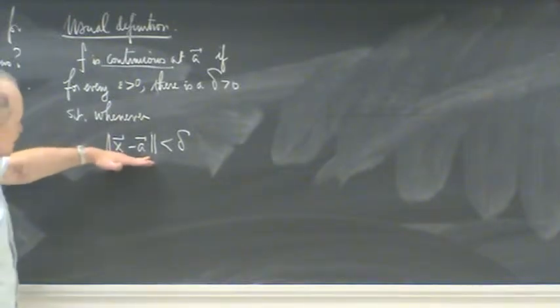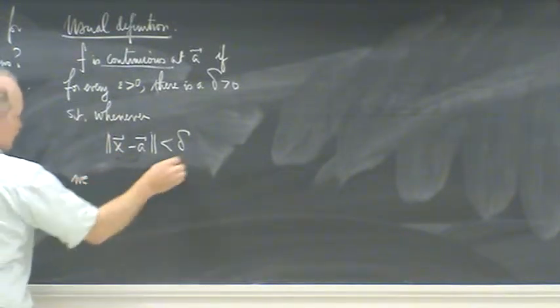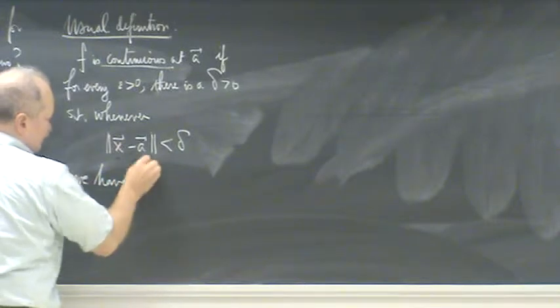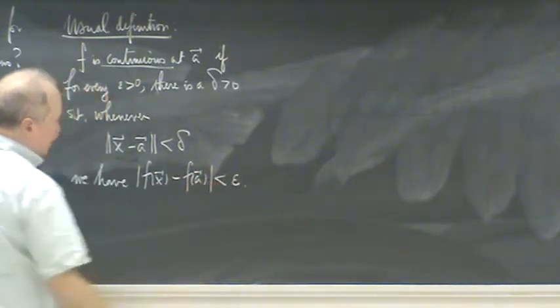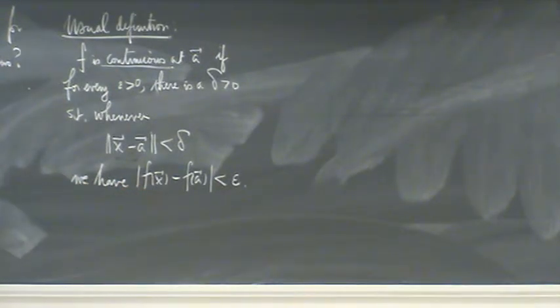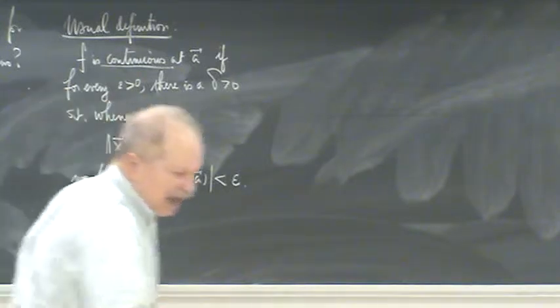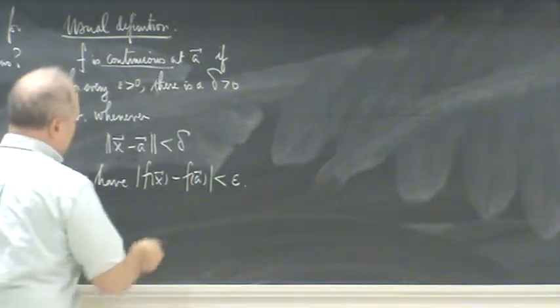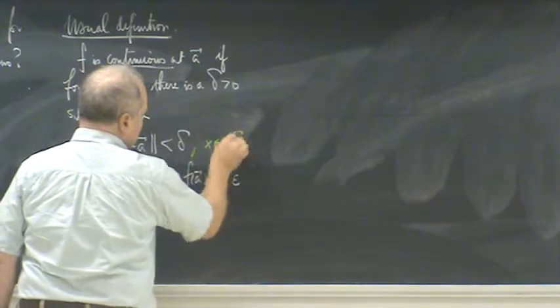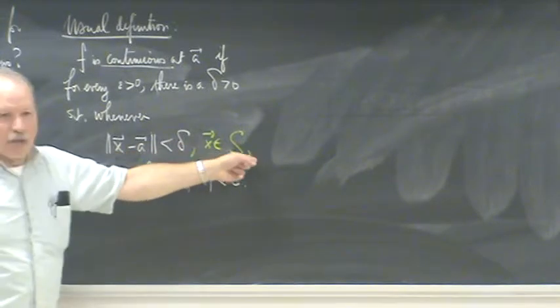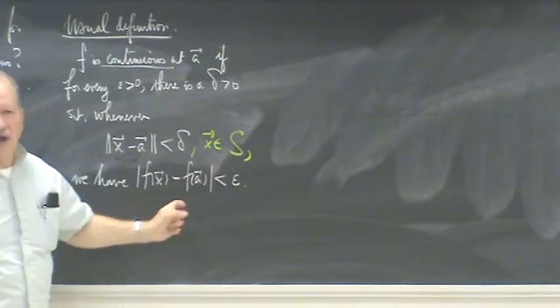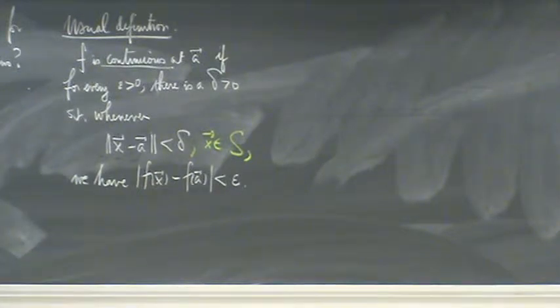It means that whenever this is true, we have the absolute value of f of x minus f of a less than epsilon. I'm doing absolute value instead of magnitude because I'm dealing with real values here. So all I have to do is edit this or footnote it and say x belongs to S. So when I'm close to a amongst points of S, then I have to be within distance epsilon for the function f. That's it.